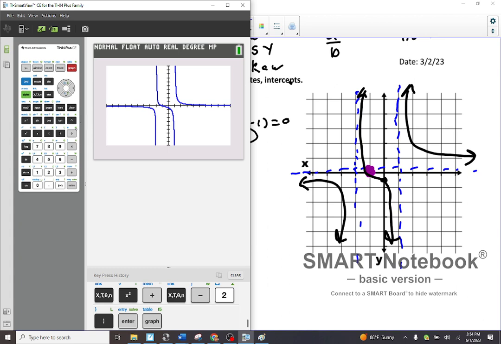So I got the right shape of it, but again, use your calculator to do the hard work, which is the curved part, okay?